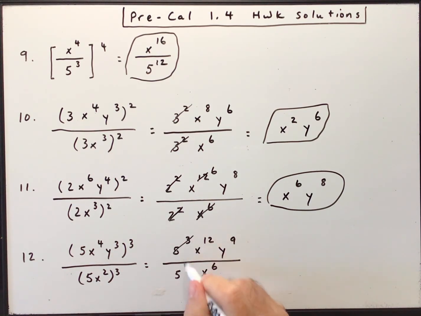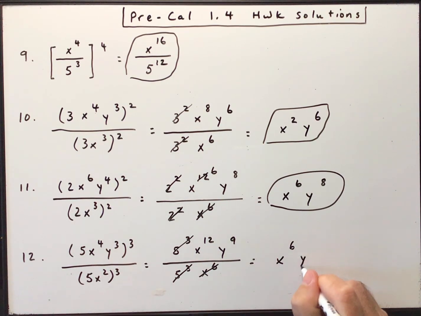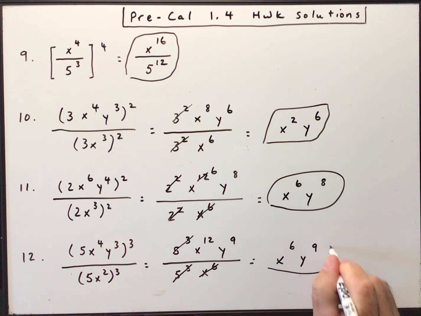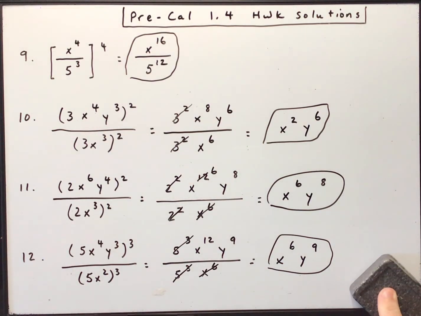So the 5 cubed will cancel, and then you're left with x to the 12th over x to the 6th. All right, so that bottom would cancel. 12 minus 6 is 6. You'd have x to the 6th, y to the 9th. All right, so very little difference between number 11 and number 12. Probably shouldn't have even assigned number 12, but these problems were written a very long time ago, and I just kept them. Okay, so we've got 4 more to go, 13 through 16.